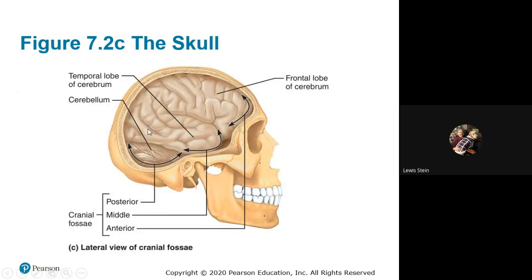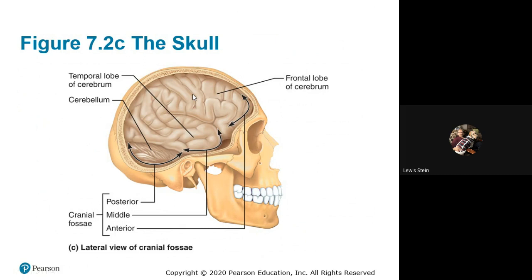So here's the skull, frontal lobe, temporal lobe. That's making the big part of that posterior fossa. That's called the cerebellum. We'll get to that in anatomy. You're going to see that when we dissect the brain. And that has these ridges kind of going in a different direction. The ridges are very famous. You're going to learn about that also.